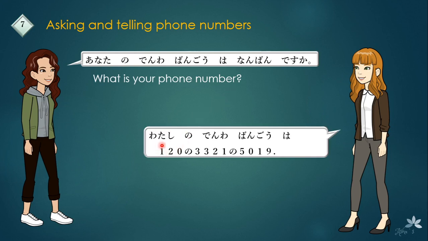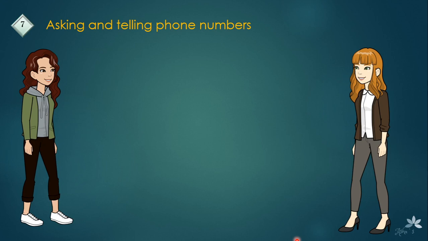And she replies, 私の電話番号は120-3321-5019。Which means my phone number is 120-3321-5019. Friends, when we say a phone number or the PIN code or the zip code, we have to replace the hyphen with the letter no and say the number. So wherever there is a hyphen, it is replaced with the letter no. Okay? Let's look into another example.